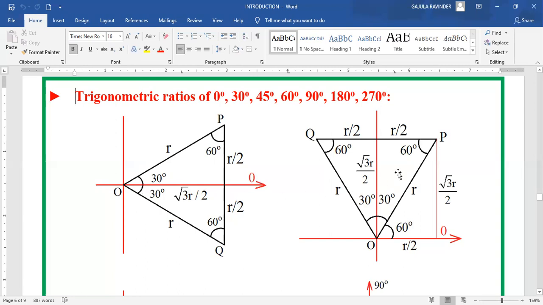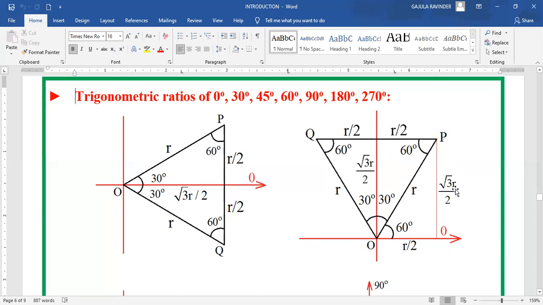Otherwise, I have taken another equilateral triangle in this manner, OPQ, taking one perpendicular to the x-axis. So this triangle can be taken as one right angle triangle in which one angle is 60 degrees in the standard position. Because this is R and this is R by 2, this will be root 3 R by 2, so that this side will also be root 3 R by 2. So from here, you can find all the ratios of 60 degrees.